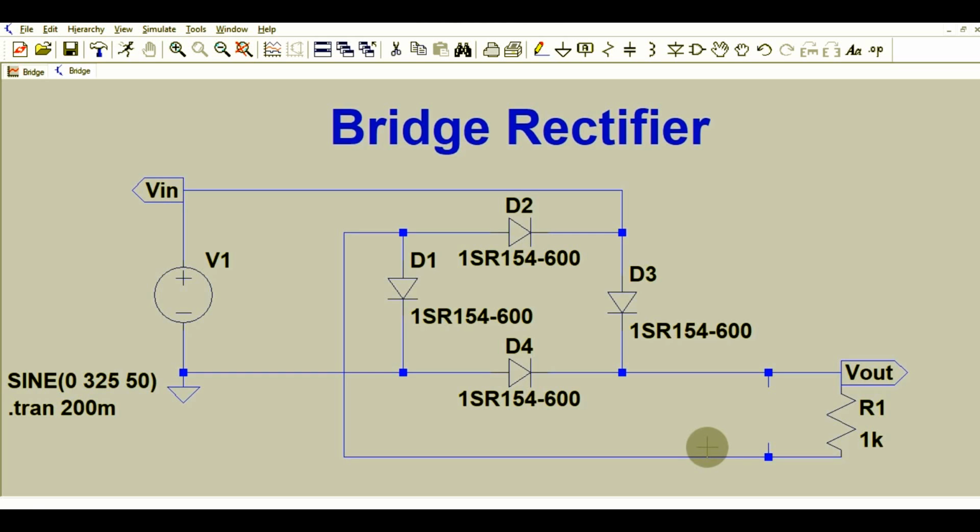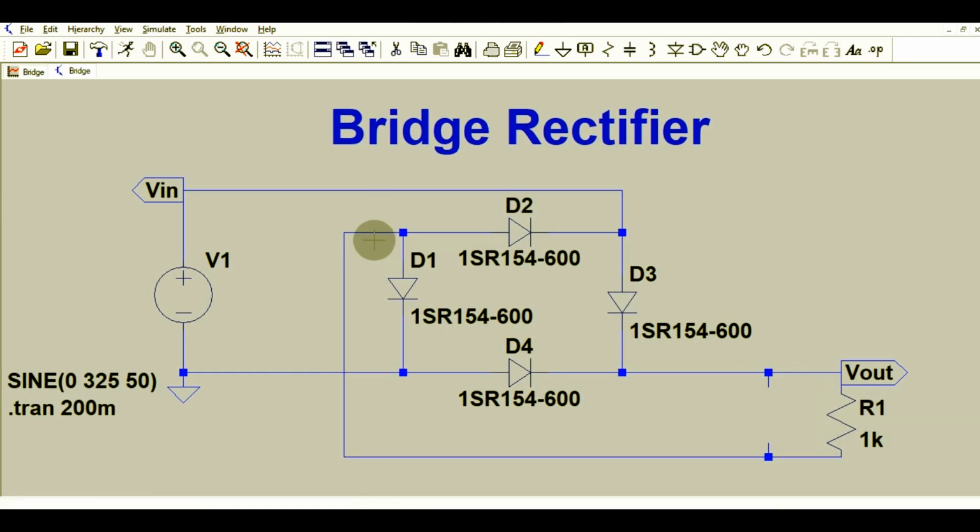So today I will show you the simulation of bridge rectifier in LTSpice. Okay, so here we have source voltage V1, then we have 4 diodes D1, D2, D3 and D4, then we have load resistance. I will run the simulation in LTSpice and I will show you the input voltage waveform, that means source voltage waveform. Then I will show you the voltage after rectification, after bridge rectifier. The voltage across this resistance R1, that is load resistance.